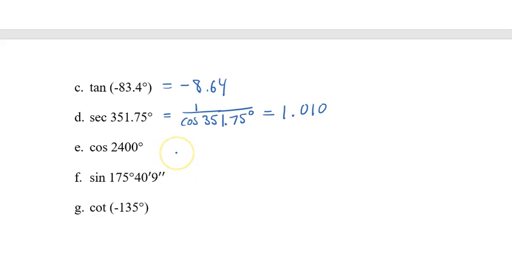2400, very large angle, but again, your calculator can handle it, and it's not that big of a deal. So just type that in. You should get negative 0.5.